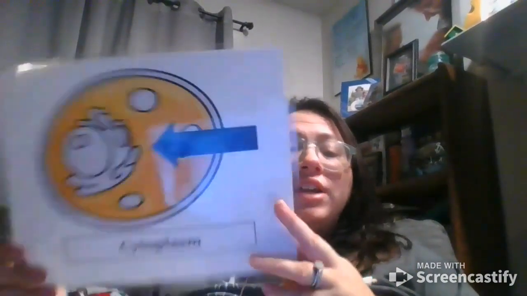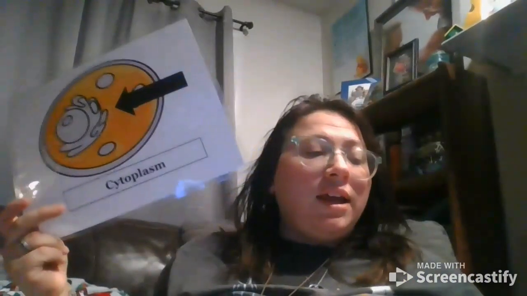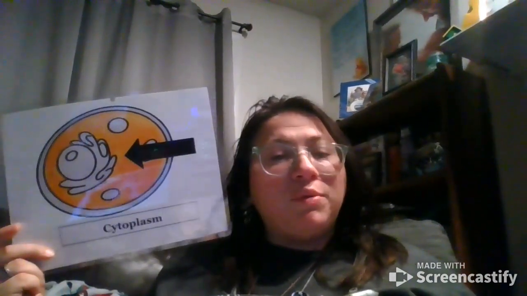Then found in all cell types is the cytoplasm. This is the jelly-like substance that fills your cell. It does more than that. This is where almost all the chemical reactions take place in the cell, and also allows things to move freely through the cell. But it's really easy to remember it as Jello.